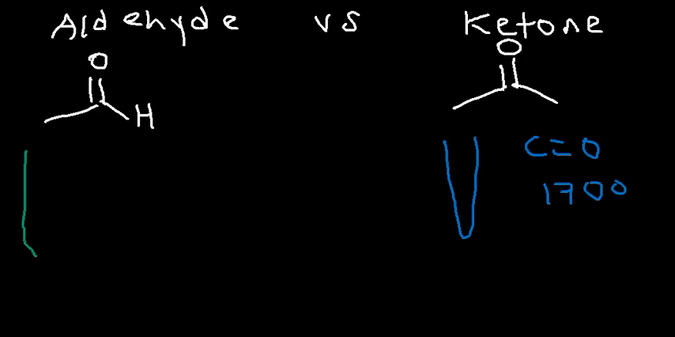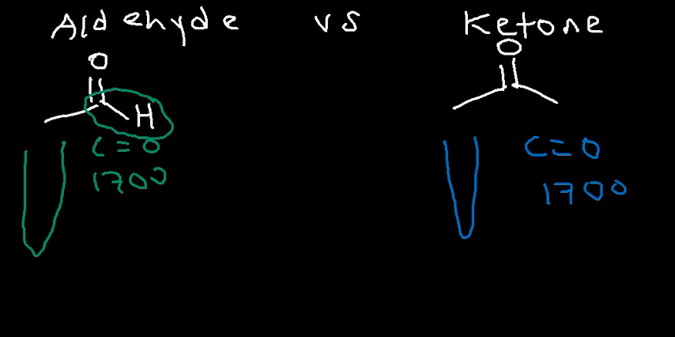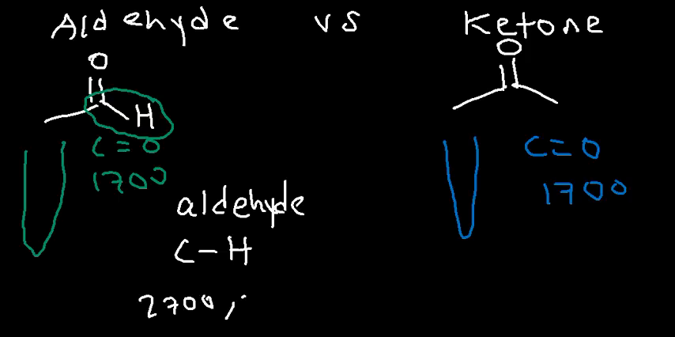Now the aldehyde also has the CO stretch around 1700. But it has something else too, and that is a CH stretch, a carbonyl CH stretch. So that carbonyl CH stretch, also called the aldehyde CH stretch, has two signals, one at 2700 and another at 2800. But the most important thing is you need to know how it looks and where it's located.